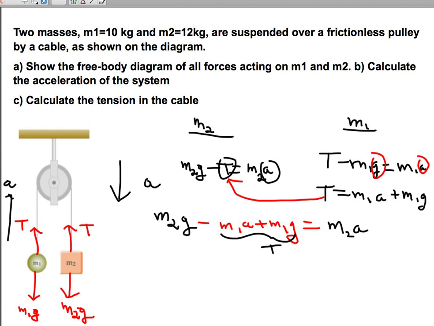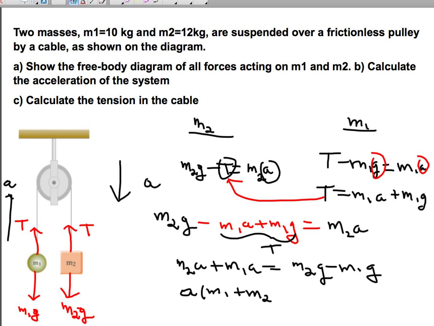So we have this equation with one unknown, a. Everything that's got a in it, we're going to put on one side of the equation, and everything that doesn't have a in it, we'll put on the other side. So we have M2a plus M1a is equal to M2g minus M1g. Or factoring out the a's and the g's, a times M1 plus M2 is equal to M2 minus M1 times g.